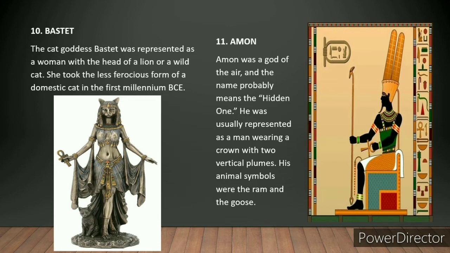Tenth, Bastet. In her earliest forms, the cat goddess Bastet was represented as a woman with the head of a lion or a wild cat. She took the less ferocious form of a domestic cat in the first millennium BCE. She was also called Bast, and she is the daughter of the sun god Ra.